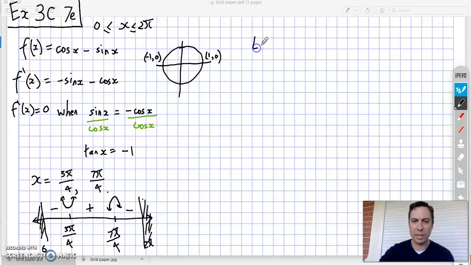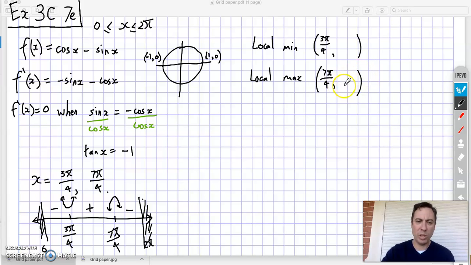So you need to say, I've got a local min where the x was 3 pi on 4, y value not sure yet, come back to that. And I've got a local max at 7 pi on 4, and some y value, but we're going to need to work that out. How are we going to find those points on the actual curve? We have to go back to the function which describes the curve, the original function.